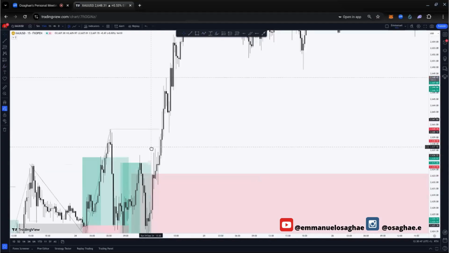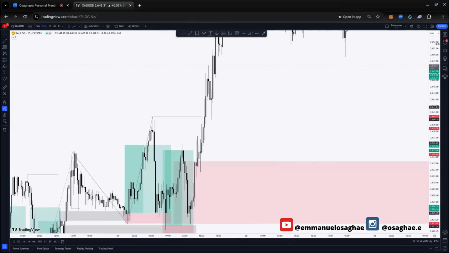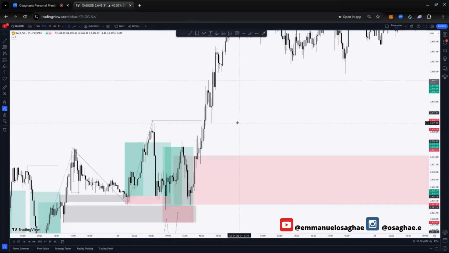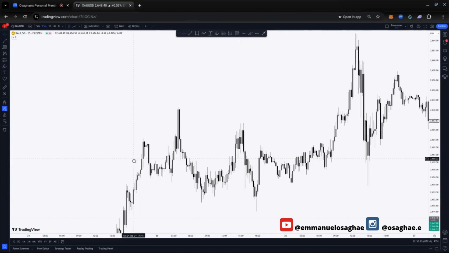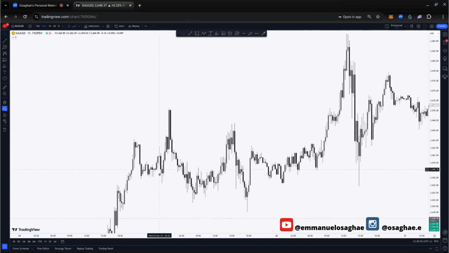Look at this zone here now. Since we have already moved out, what am I looking for now? I'm still looking for the same thing. Have I seen it? Okay, it did not happen here. It did not happen here. It did not happen here. I'm still looking for the same thing.